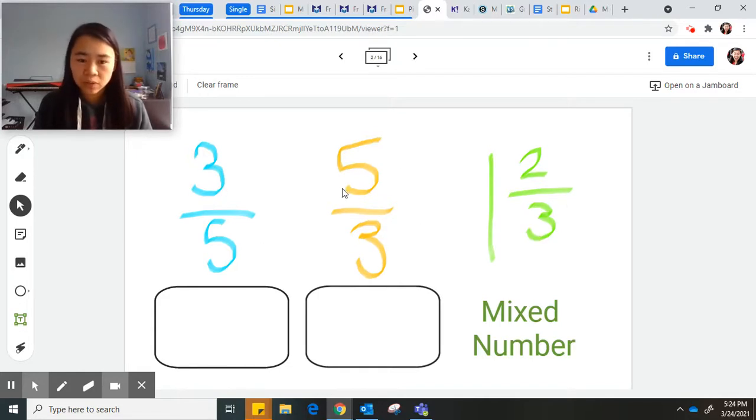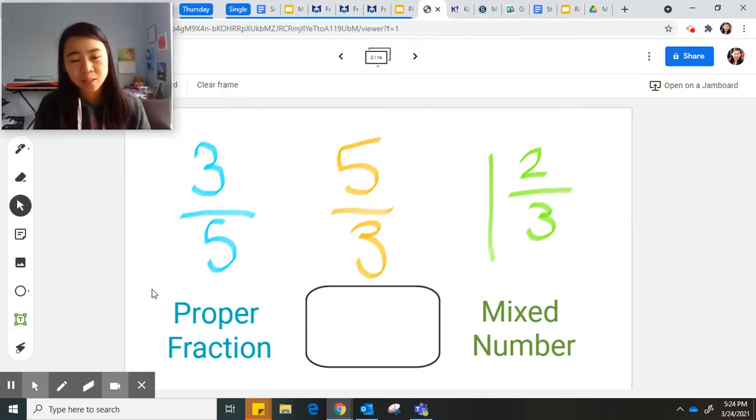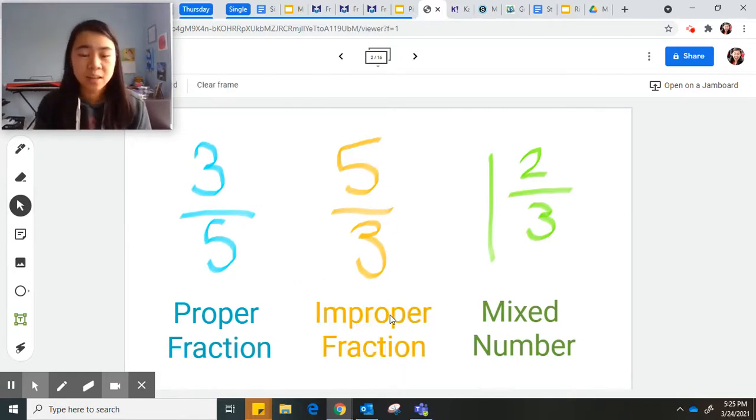Okay, so now we have 3/5 and 5/3. A proper fraction, this one right here, is a proper fraction because it actually is the definition of a fraction. It is a portion of something. So 3/5 is like saying we have 3 slices left out of 5 total. Our numerator is smaller than our denominator. The other way around, 5/3, when our numerator is larger than our denominator, it is an improper fraction.